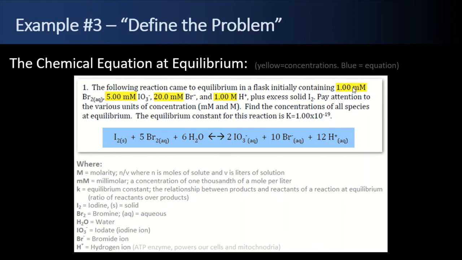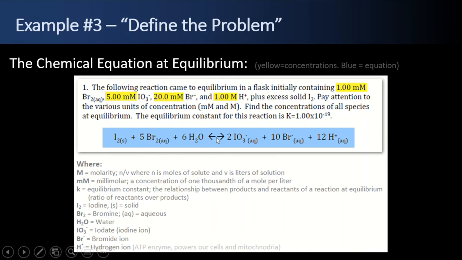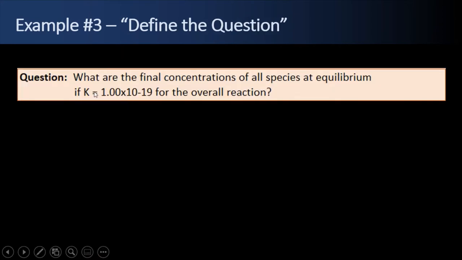The yellow up here is the concentrations of the various components that are going in. And then the blue is the equation. And what we're going to do is solve for it. Now, if you really want to, you can pause the video and read what all these different abbreviations, acronyms, and chemicals are. But I'm going to go ahead and move on to the next slide, which is, what is the question we're trying to solve? Well, we want to use Goal Seek to determine the final concentrations of all species at equilibrium if our K constant is this value for the overall reaction. What's a species? That's just these chemical components. And we're given the K value for the overall reaction that we want to arrive at.